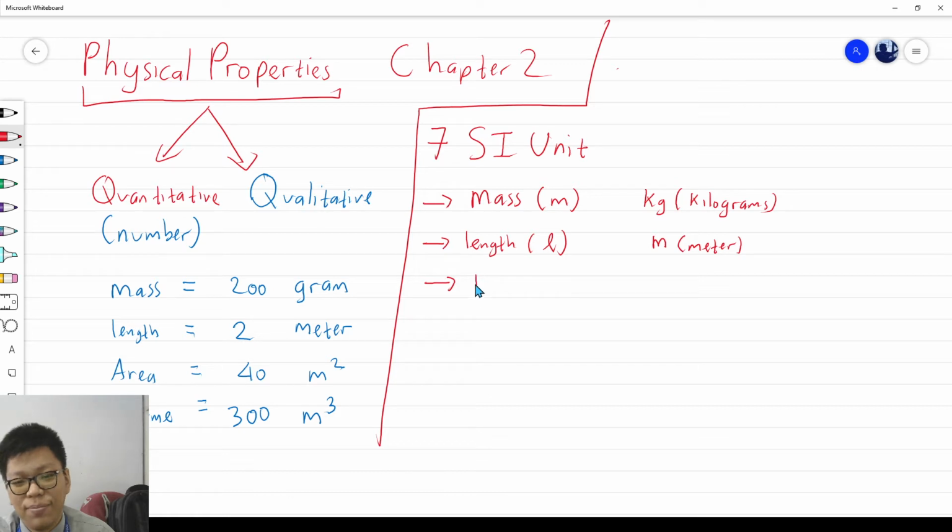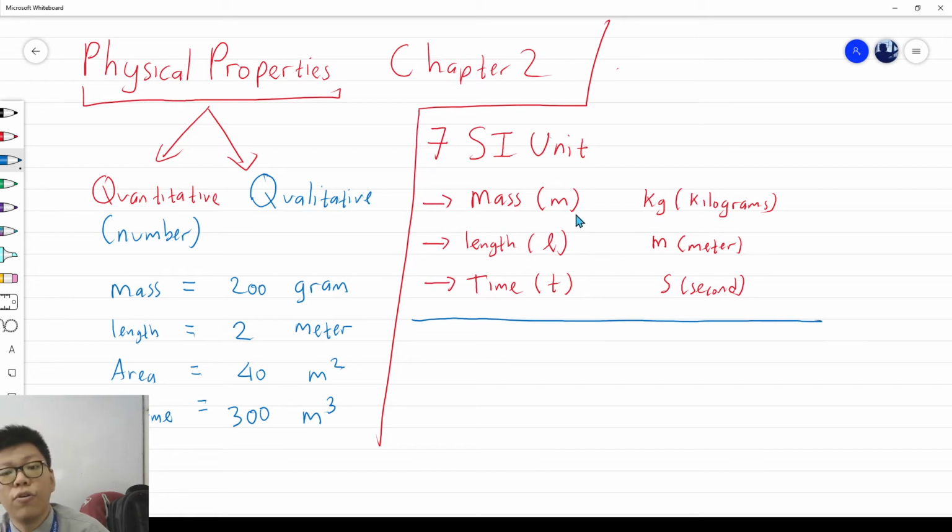And then time. The symbol for time is lowercase t. The unit is the second. For the unit test, we will only cover these 3: mass, length, and time. The other 4 are not compulsory for you to remember, but if you can, it will be good because we will use them again and again as we journey together in grade 8, grade 9, until graduation.